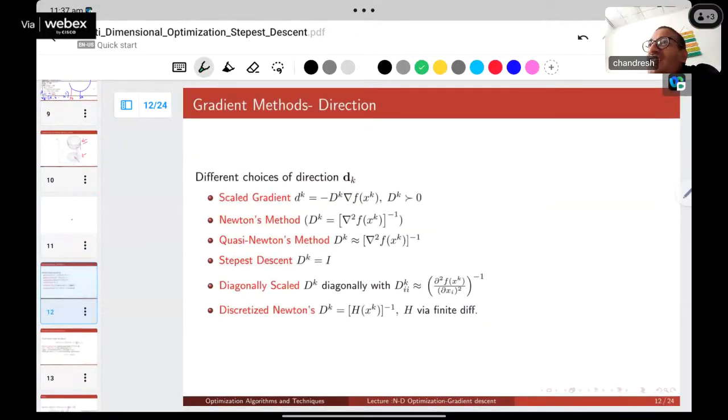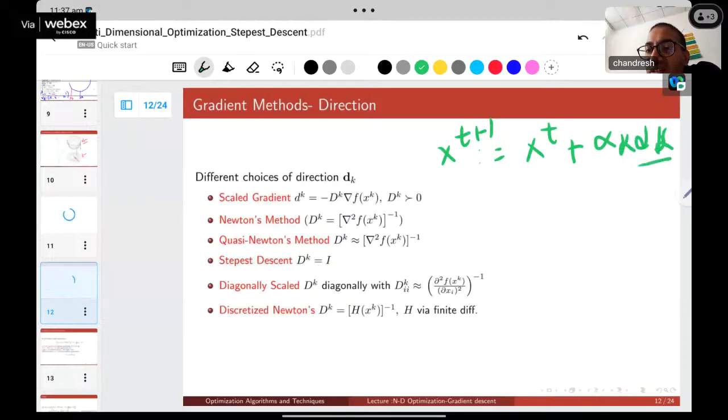Now here are the variants of gradient methods. In optimization, there are many gradient based methods. Gradient descent is one of them. After this lecture, you will know at least 6 gradient based methods. In the same update equation, x_{k+1} equals x_k plus alpha_k d_k, if you choose the direction d_k differently, then your algorithm will change.